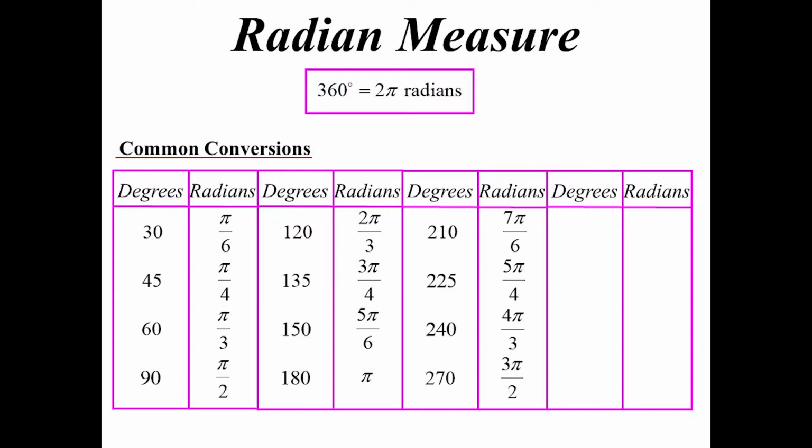Our third quadrant: 210 degrees, 7 pi on 6, 225, 5 pi on 4, 240 degrees, 4 pi on 3, 270 degrees, 3 pi on 2, and let's complete the circle. Fourth quadrant, 300 degrees turns out to be 5 pi on 3, 315, 7 pi on 4, 330, 11 pi on 6, 360, 2 pi.